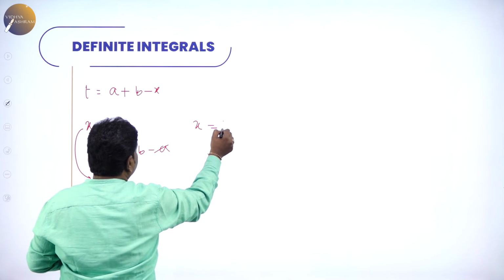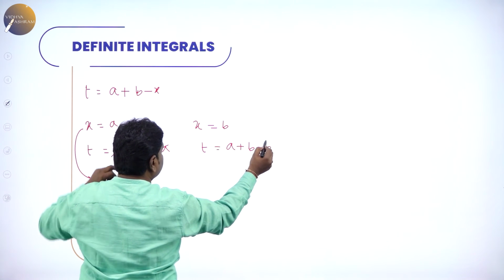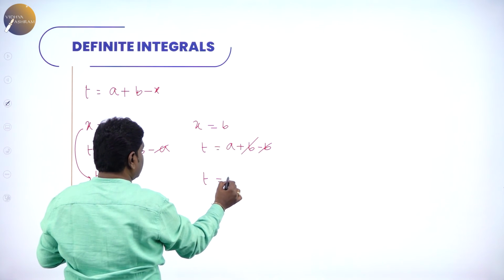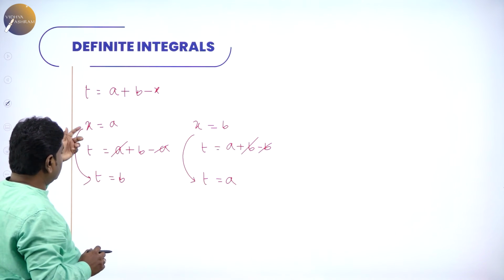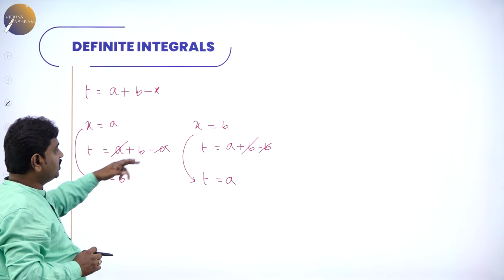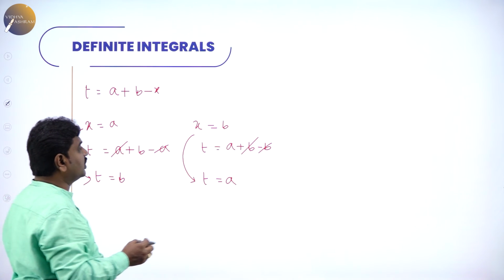When x is equal to b, in the place of x, if I put b, t is equal to a plus b minus b. Plus b minus b cancels, t is what? a. When x is b, t is a. So limits: x is a, t is b; x is b, t is a. Limits also change. So now I'll go to the problem.